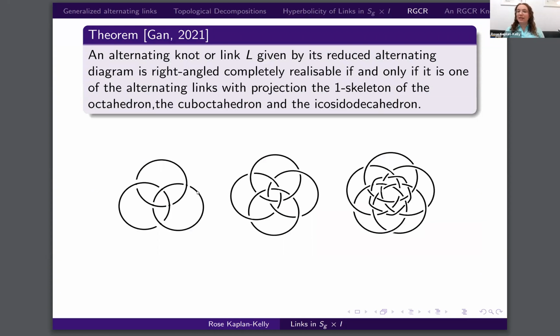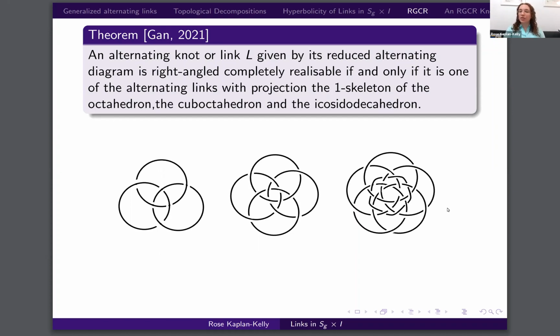A natural follow-up is, well, which links have this nice property? In the setting of links with projections on S2 in S3, Gahn showed that these three links are precisely all of the links that are right-angled completely realizable. So in that setting, these are all of the links that have this nice right-angled structure. And notice that this implies that no knots have that structure. It's only these three links. And we can see that all of these options have multiple components. All of them are links with at least two components.